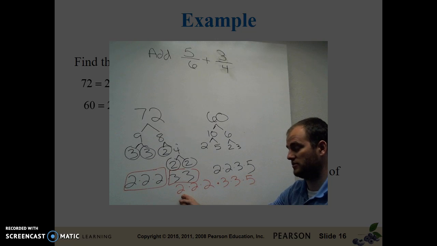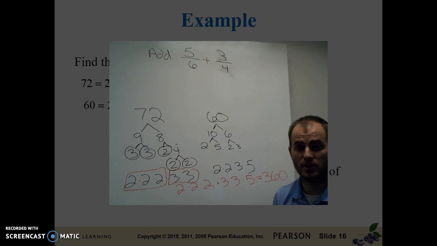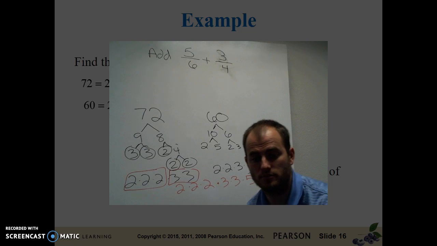So multiply these together. 2 times 2 times 2 is 8. 8 times 9 is 72. And 72 times 5, I believe, is 360. Your least common denominator would be 360.